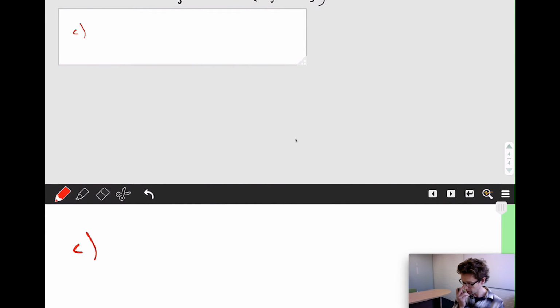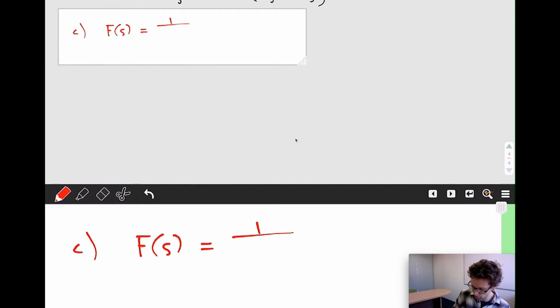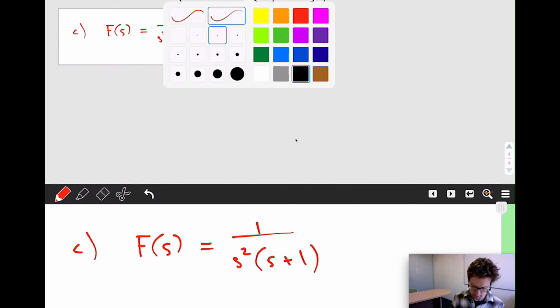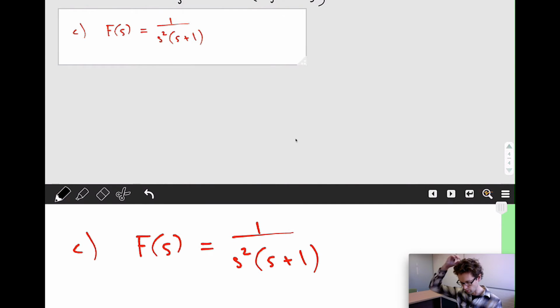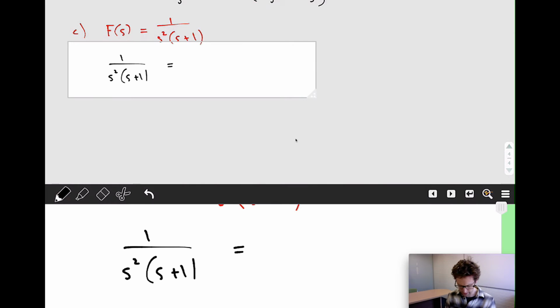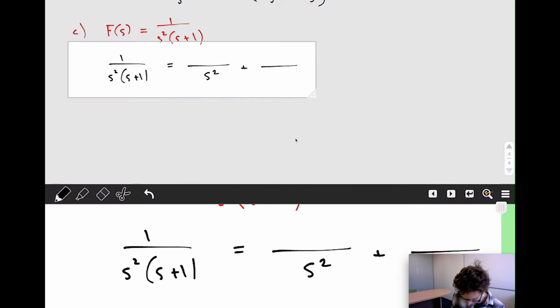So we're looking for the inverse Laplace transform of 1 over s squared (s plus 1). And you can probably guess that this is helping us towards solving that last part of this problem, part D. And we're also told in this question that we need to use partial fractions. So let's bring out our partial fractions, 1 over s squared (s plus 1). So I'm going to write this as something over s squared plus something over s plus 1.